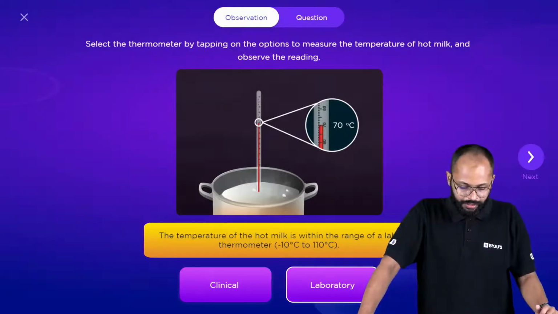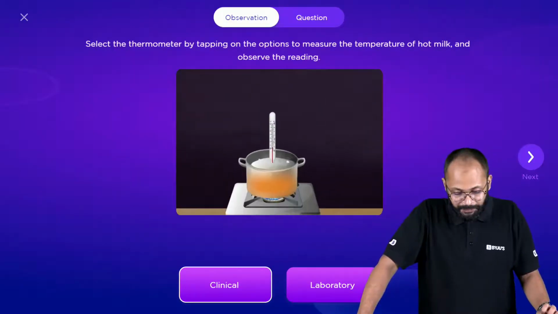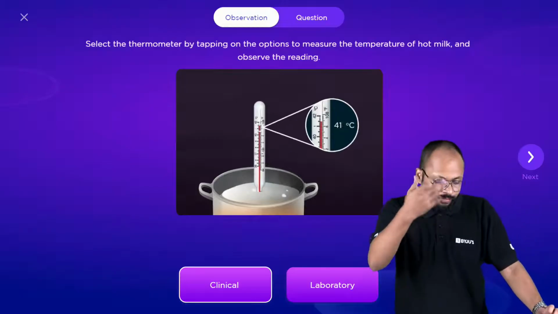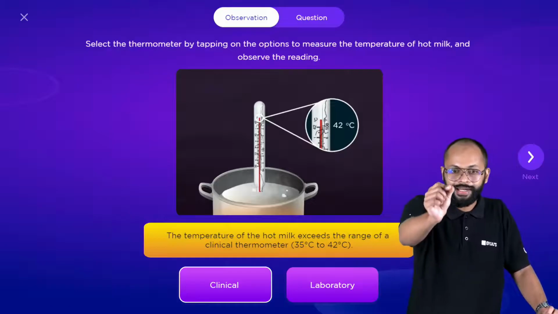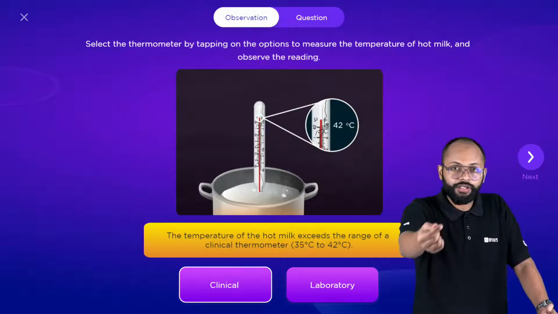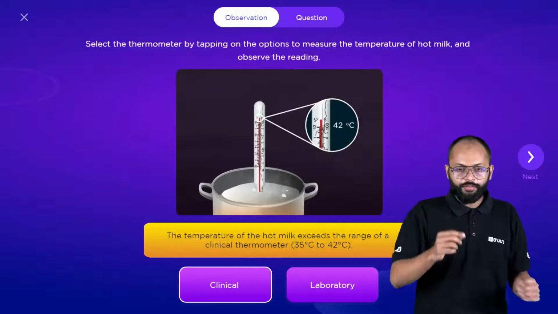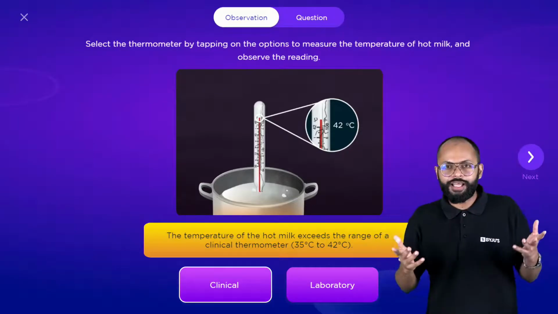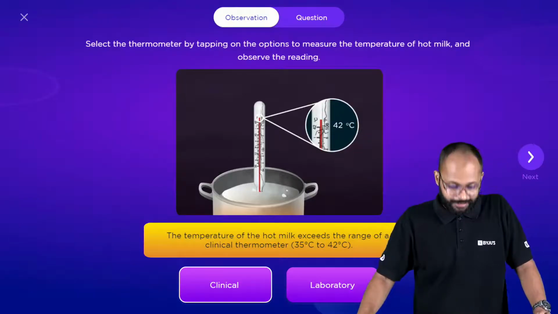Now, what will happen if I click on clinical? Never tried this, but I don't want you to try it either. Let's see what might happen. If you use clinical, 35 to 42, it will go up and there is a chance it might exceed the range of a clinical thermometer. We are not supposed to use a clinical thermometer to measure these kinds of things, hot milk, hot water, any solution, right? The mercury will try to expand. It has no space, it might break. Yes, that's important.